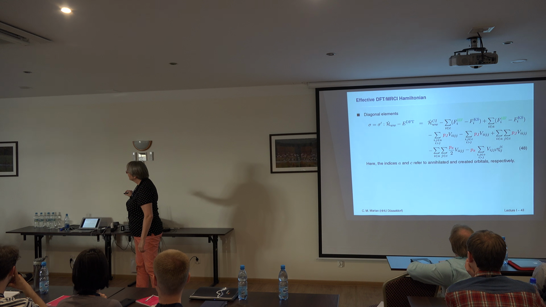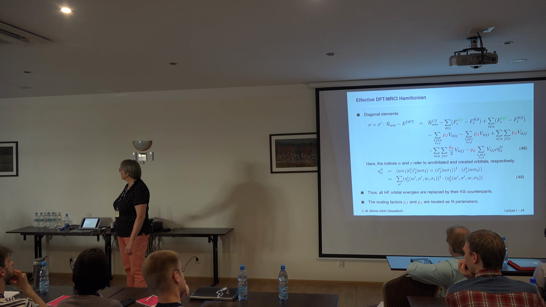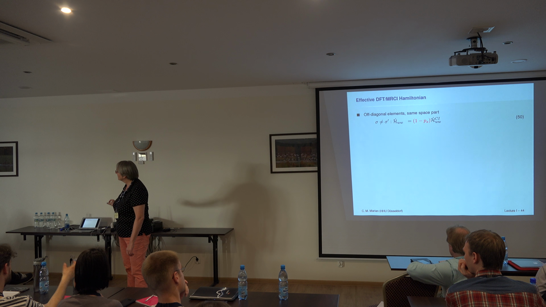Then these are the Coulomb and exchange interactions, which you find in this normal Hamiltonian. And you see these are scaled by parameters Pj and Px. And these are two parameters which are then fitted to experimental excitation energies. And the same is true for the off-diagonal elements. So for the off-diagonal elements with the same spatial part, you have 1 minus Px.